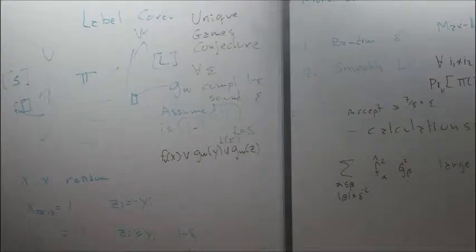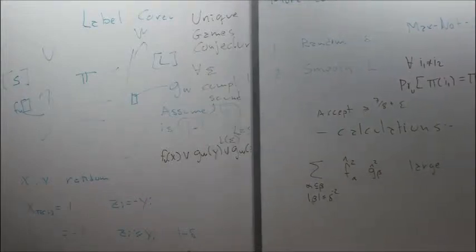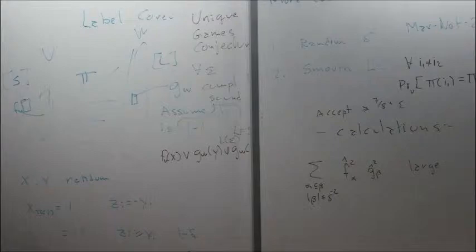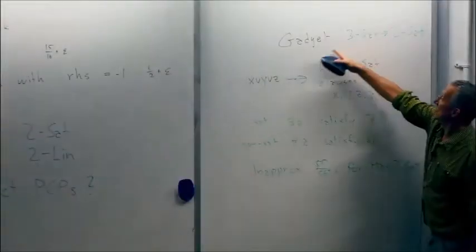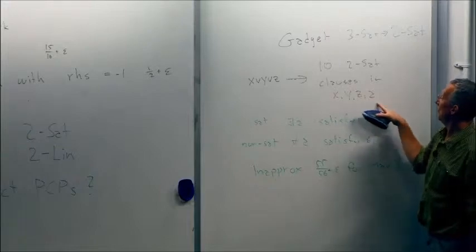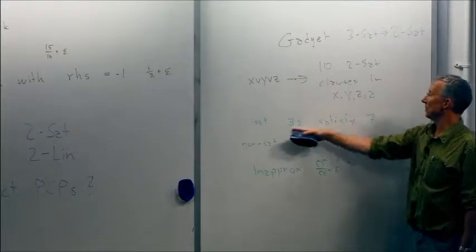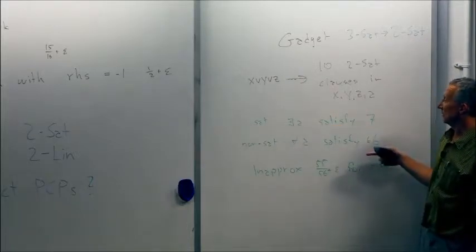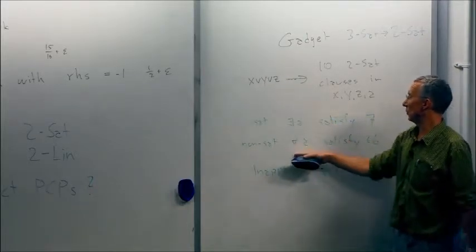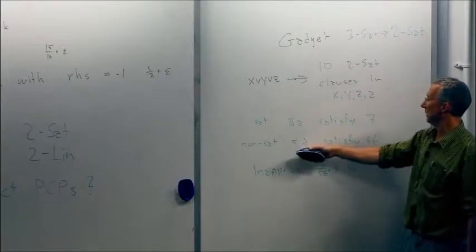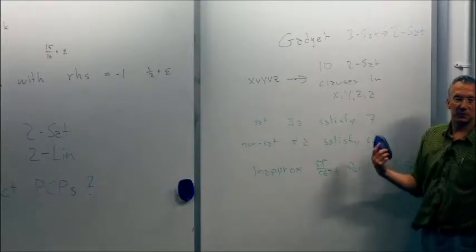So the thing I want to discuss is what I started discussing last time, which is gadgets. The thing I ended with last time was a gadget reducing 3-SAT to 2-SAT, which had the property that I started with one 3-SAT clause, and then I made 10 2-SAT clauses in these 3 original variables and 1 auxiliary variable. If the original clause was satisfied, there was some value of A that satisfied exactly 7, while if it was not satisfied, for all A, both true and false, at most 6 are satisfied.